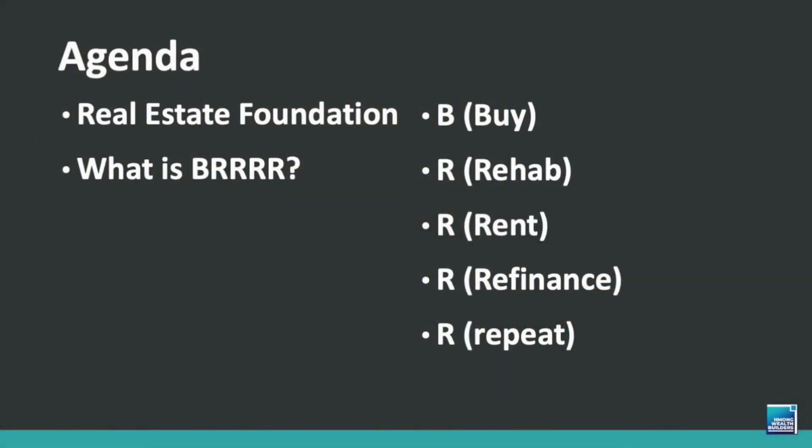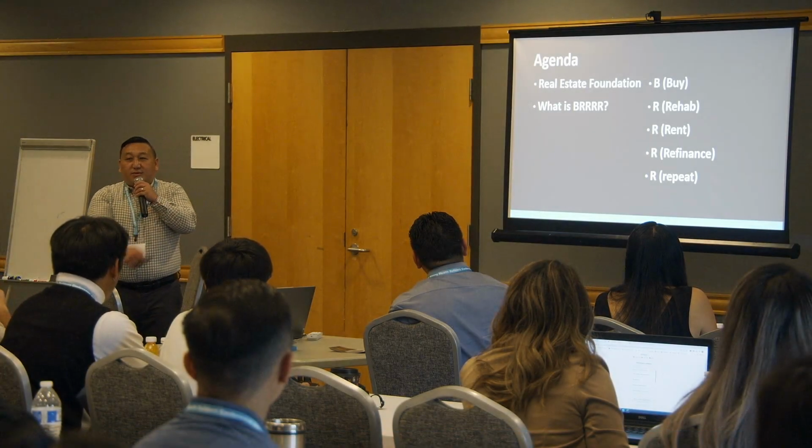All right, so then you do some type of value add, so in this case, rehab. After that, you rent it out, right? Once you have a tenant in there, you could refinance it, right? So that's the next R. And then once you do all of that, once you refinance, basically you just stabilize the property, right? So it's on a 30-year whatever note or mortgage. So you just stabilize it, and then you repeat the process. That's it. That's the BRRRR method.